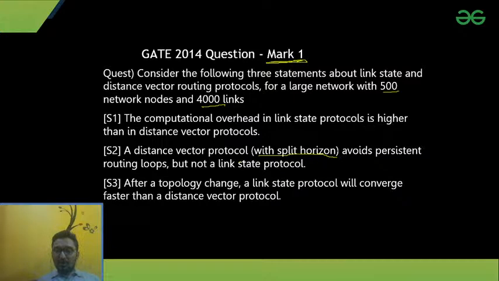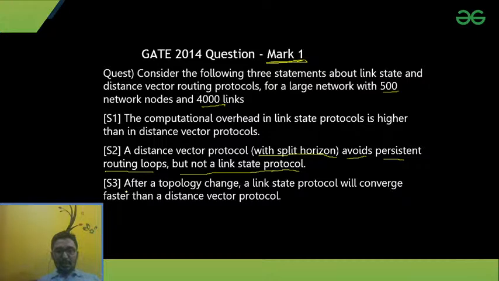So this distance vector protocol with split horizon avoids persistent routing loops, but not a link state protocol. So they are telling that this avoids persistent loops, but link state protocol does not avoid loops. But I don't think so. We will see the answers. Let us just read the statements first.